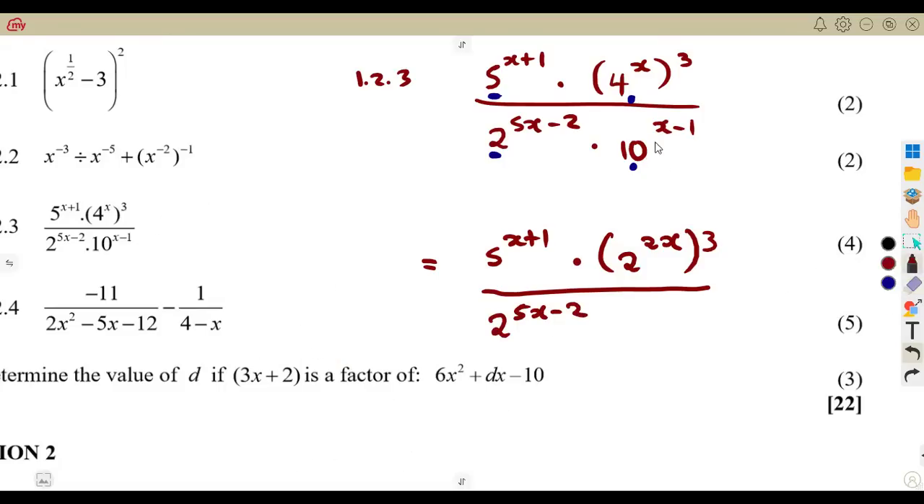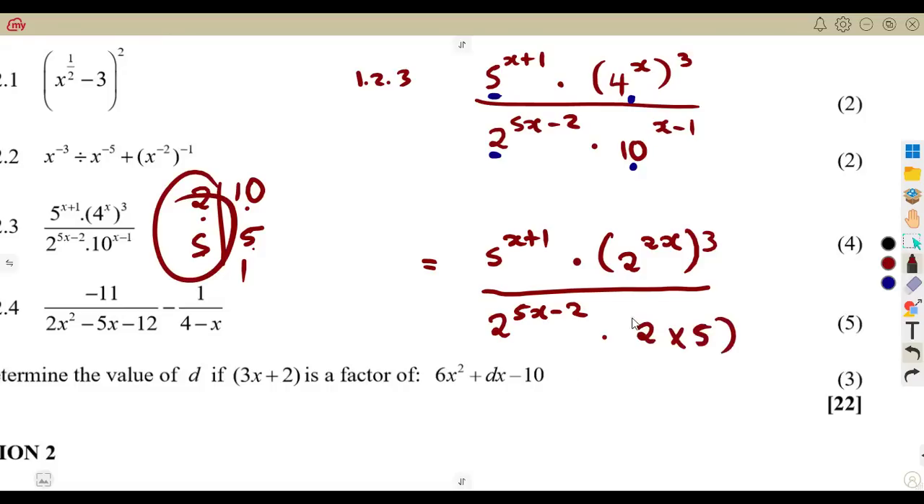Then we move on to the 10. Remember, 10 is not in simplest form. As a product of its prime factors, the smallest prime number that we can use is 2. 10 divided by 2, that's a 5. We can now use a 5. 5 divided by 5, that's a 1. So meaning to say 10 is a product of 2 times 5. So where we see the 10, it is the same as 2 times 5, like this, being raised to the exponent of x minus 1. 2 times 5, this one. It is the same.